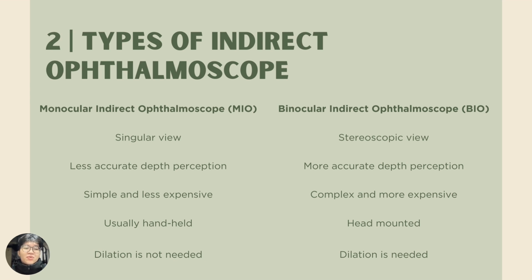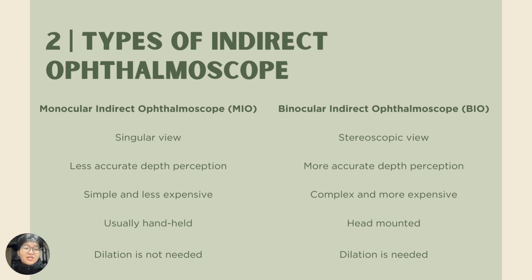Binocular indirect ophthalmoscope, or BIO. It offers a stereoscopic view of the fundus, providing a more accurate depth perception and understanding of retinal structures. This binocular vision is valuable for diagnosing and managing conditions like retinal detachments and vitreous hemorrhages. While BIOs are more complex and expensive than monocular ophthalmoscopes, their head-mounted design and ability to provide a stable, hands-free viewing experience make them a valuable tool.